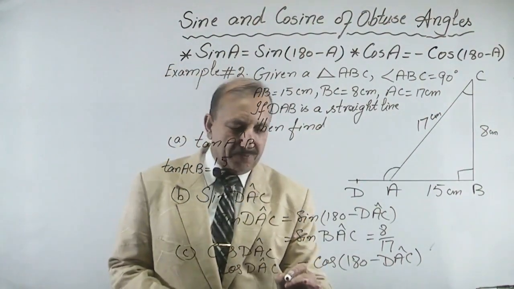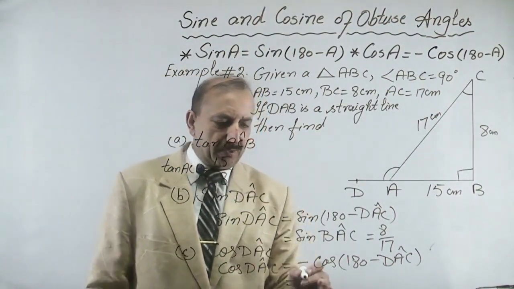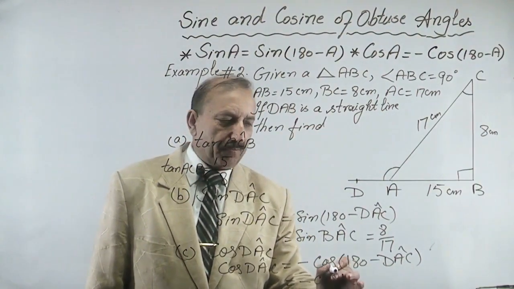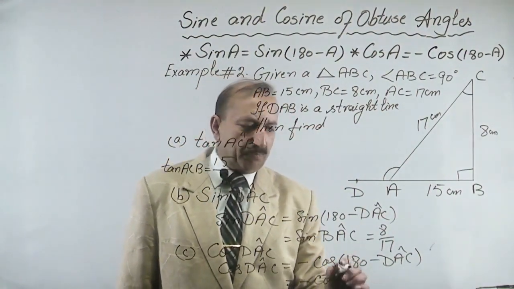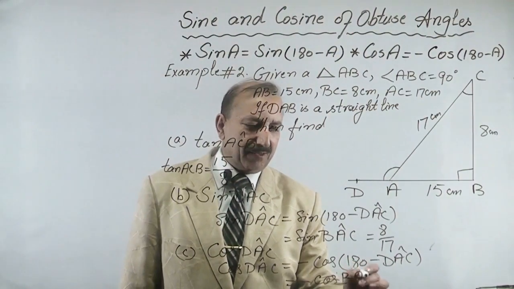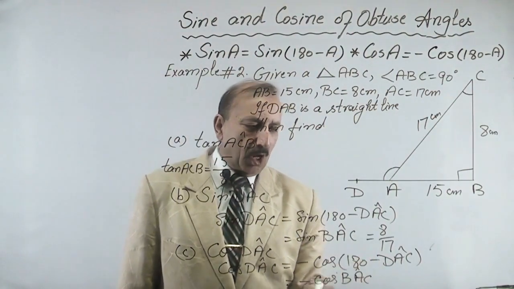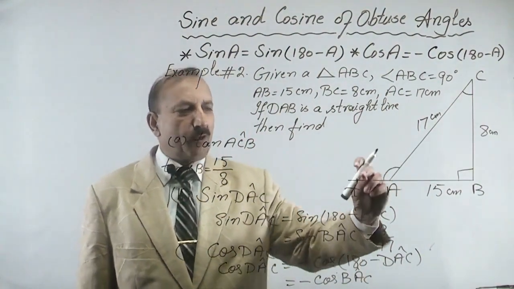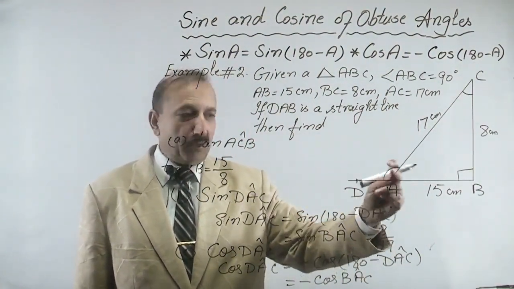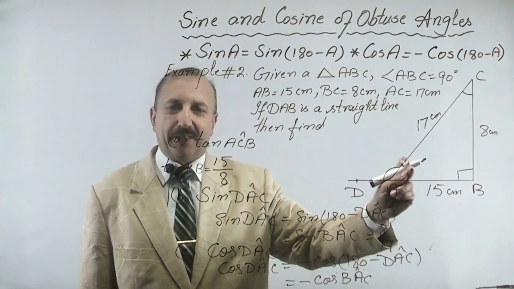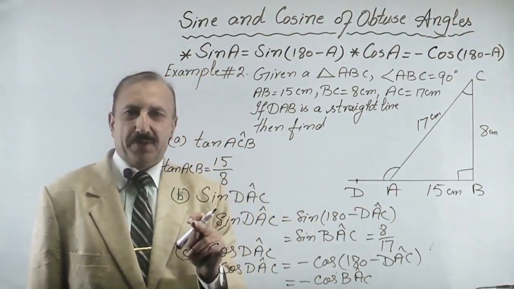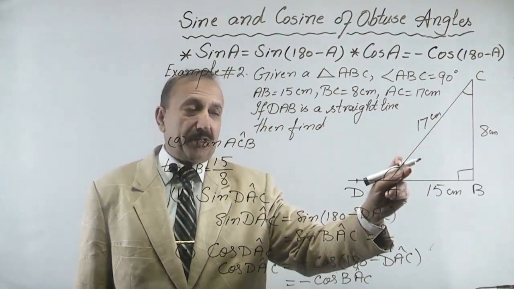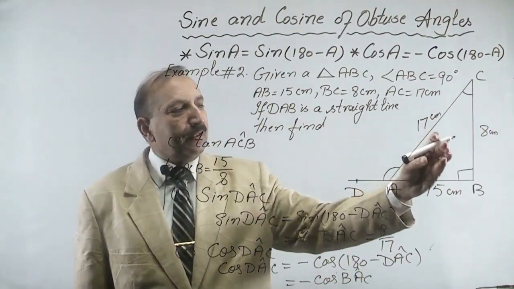So let's simplify this one. We will get minus cosine of BAC. How did it become this one? Because when this angle is subtracted from 180, it gives us this acute angle again, as it did in part number B. So we are here with cosine of this angle.